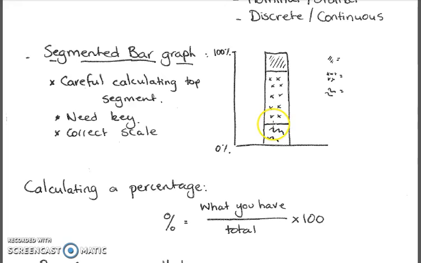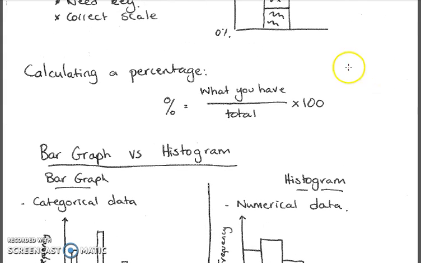You can't just say if this is 10 and that value is 40, you can't just have 10 and 40. It needs to be a correct scale, so 10, 20, 30, 40, all the way up to 100. Assessors are really picky on scales. Calculating percentages goes along with a segmented bar chart using percentages.